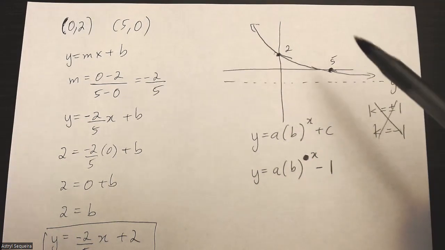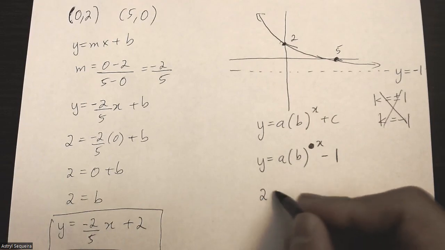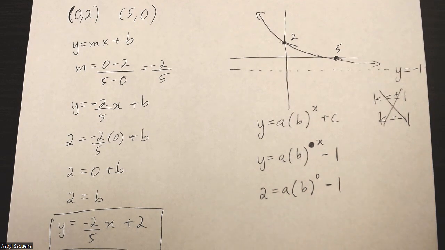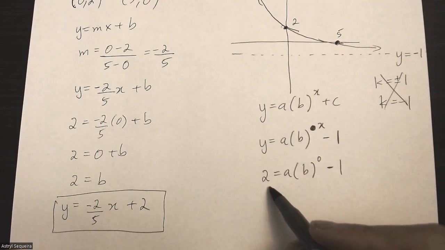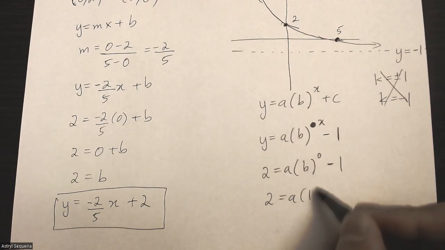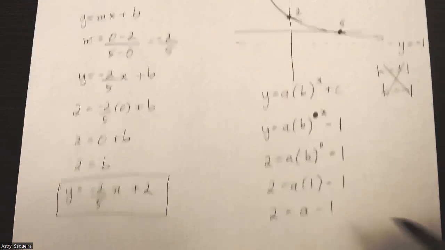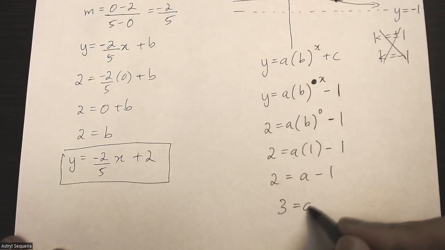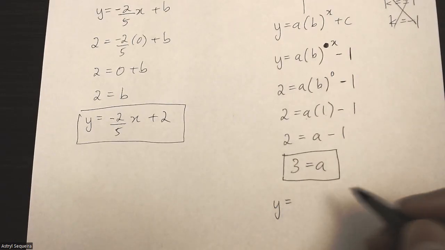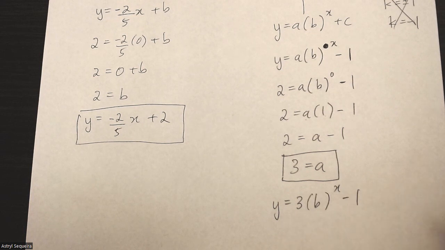Then I'm always going to sub in my y-intercept into this equation first. So 2 equals a b to the power of 0 minus 1. And then b to the power of 0 is just 1. A times 1 is just a. And if I add 1 on this side, I get a equals 3. I'm going to rewrite my equation as y equals 3 b to the power of x minus 1.